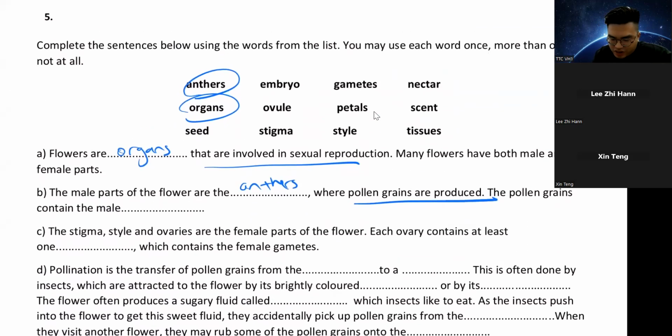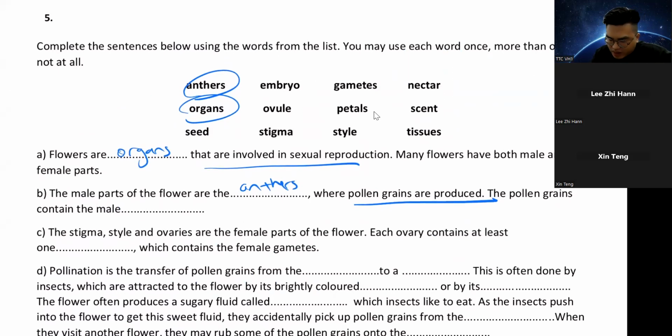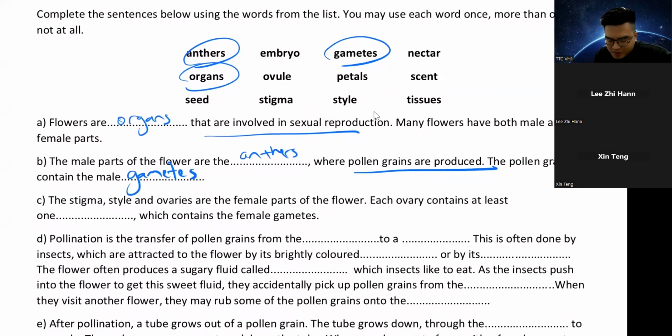Okay, the pollen grains contain the male gametes. Is it gamete? Yes, gametes. Okay, male gamete is sperm, but in plants we just say gametes because we don't say sperm. Okay, C, the stigma, style, and ovaries are the female part. Each ovary contains at least one ovule, which will become the seed. Ovum, remember ovum, which contain the female gametes.